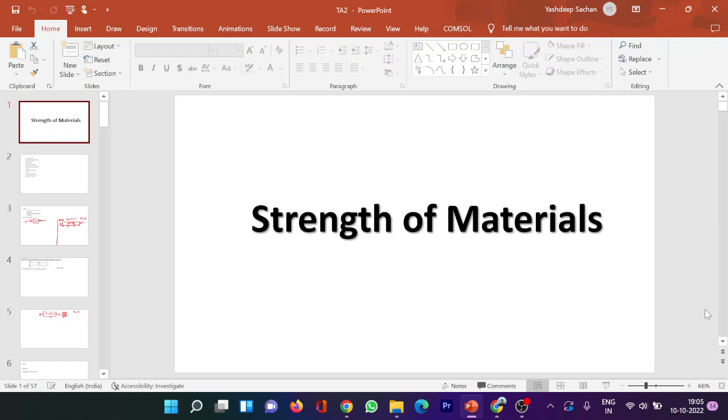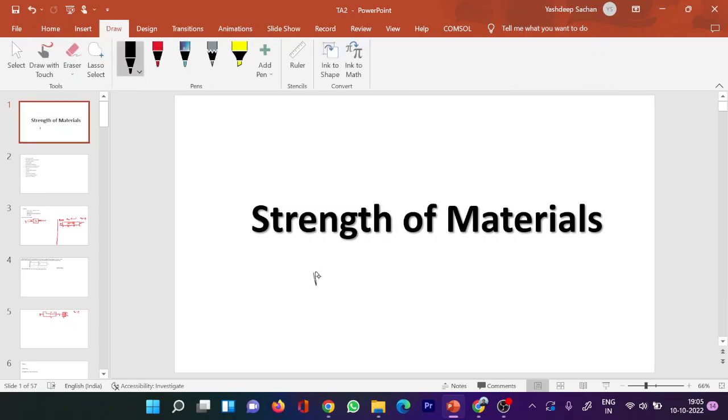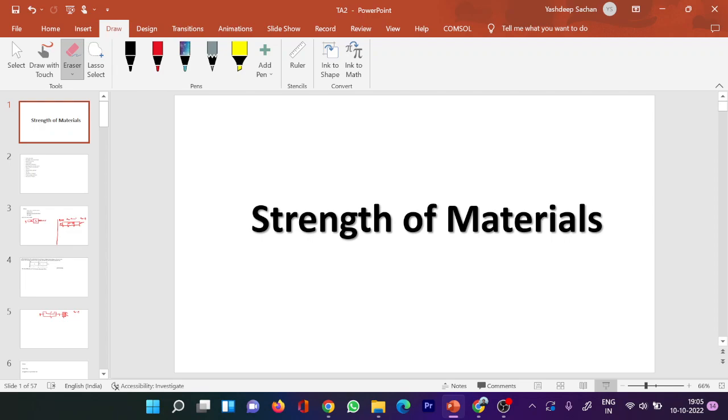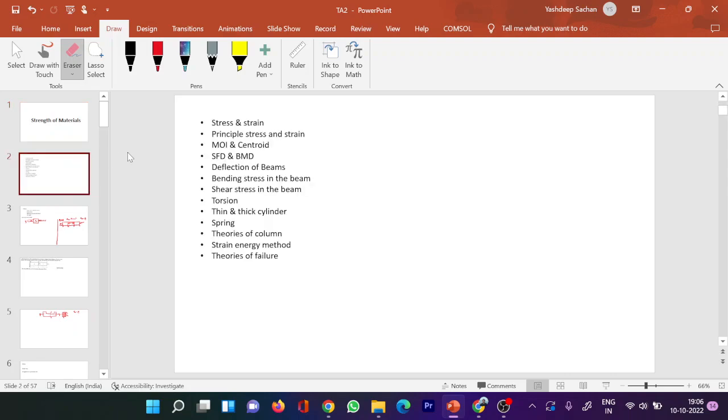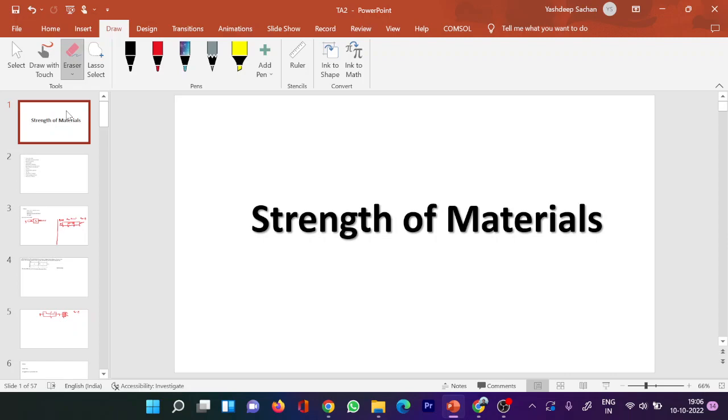Two things are there. One is strength of material, and another one is the mechanics of material. So in strength of material, what is the aim? What are we going to study? Can anyone tell?